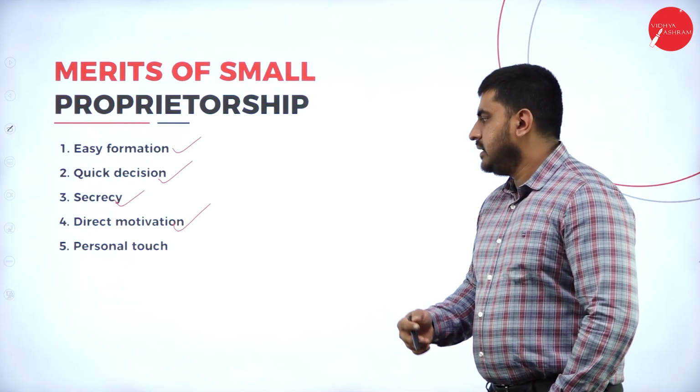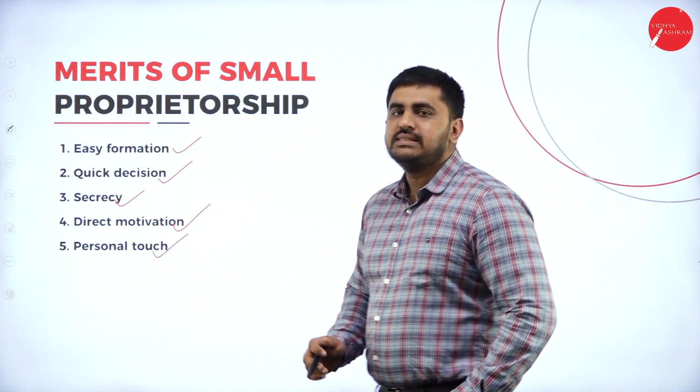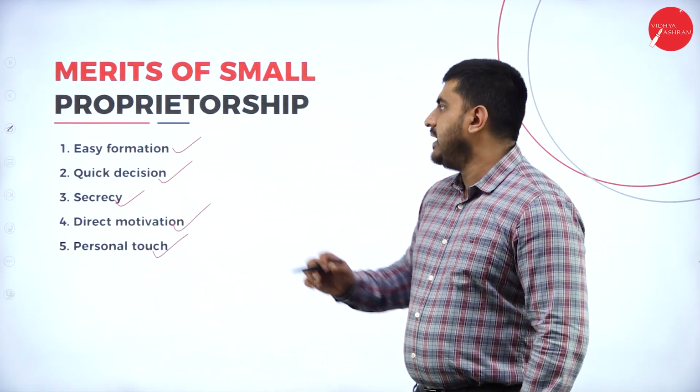Next, direct motivation. Here, if the sole proprietor is making profit, then he gets directly motivated by the success of the enterprise. Next, personal touch. Only one person is the owner, so he will have some kind of personal touch to the business enterprise. So that is the advantage.